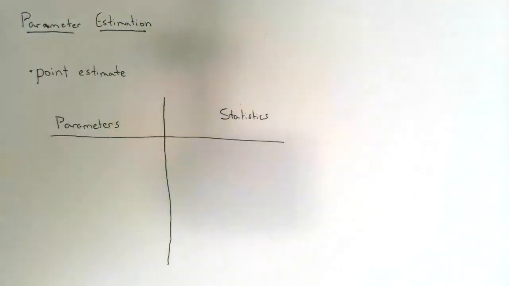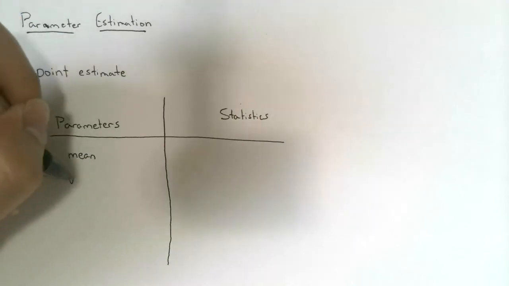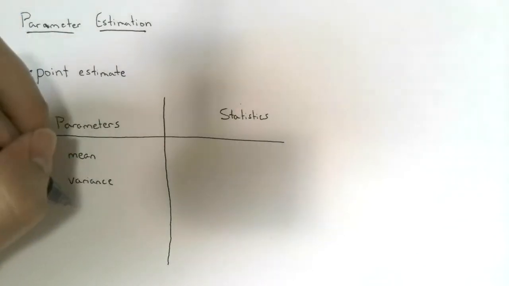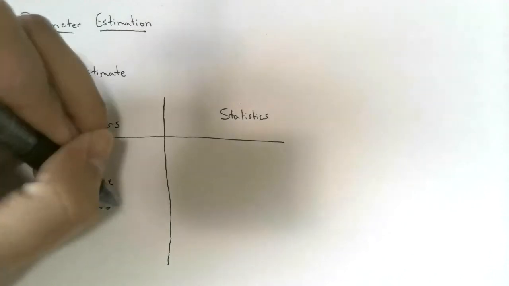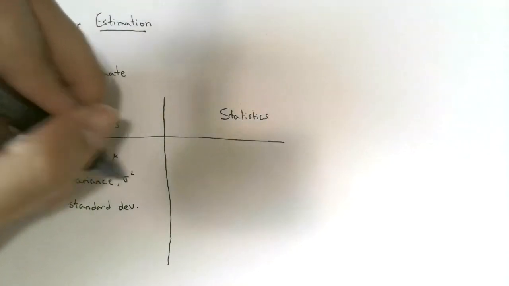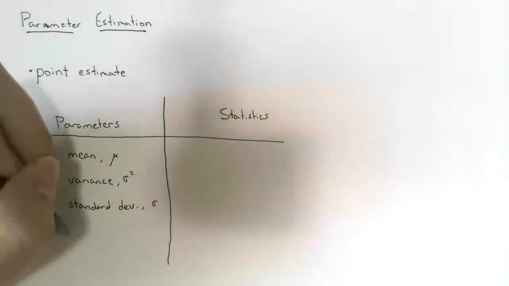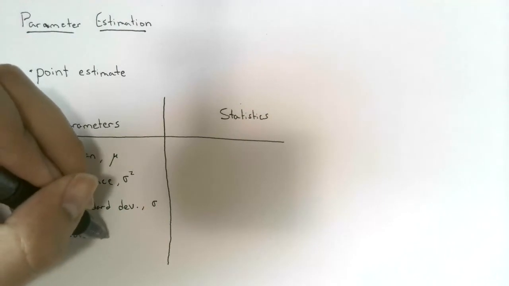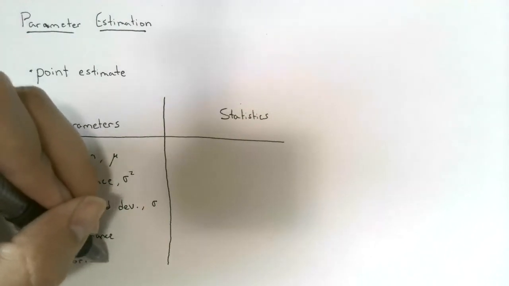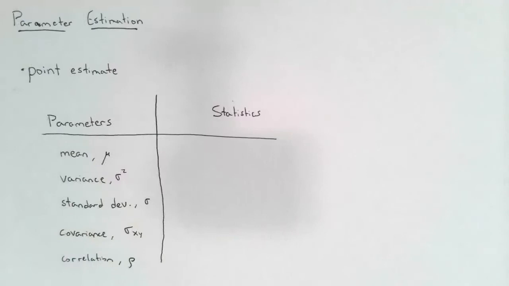Our mean, variance, and standard deviation are going to be considered parameters. So mean, variance, and standard deviation. If it's easier, you can use their signs, so mu, sigma squared, and sigma. Those are all considered parameters. Additional parameters include the covariance and the correlation. Now you notice that these parameters essentially depend on the probability distribution of one or more random variables.